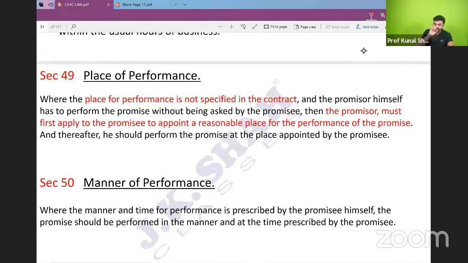So the manner of performance simply tries to say that you have to perform the contract as per the manner prescribed inside the contract. Generally, it is the promisee who prescribes because promisee is the party of rights. So friends, this was towards time, place and manner of performance.